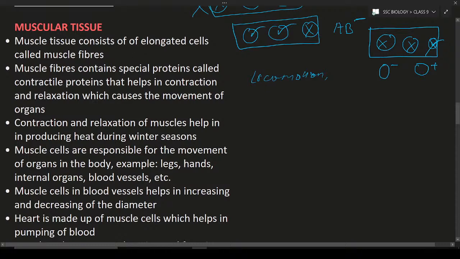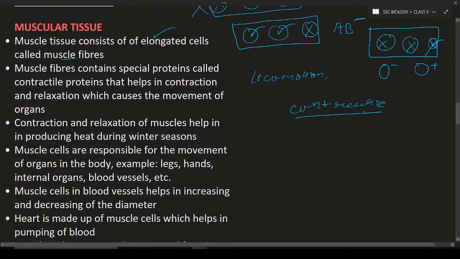Muscle tissue consists of elongated cells. Elongated means these cells are long, and they are called muscle fibers. The elongated cells present in the muscle tissue are known as muscle fibers. Muscle fibers contain a special protein called contractile protein.